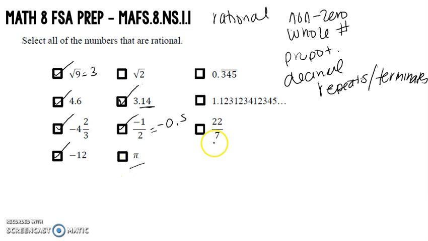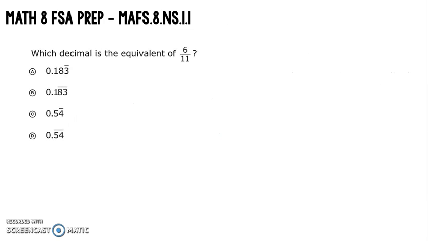Pi is irrational. 22/7 is irrational. If you look, this decimal does not repeat. It does not terminate, so that's not rational. This decimal up here repeats, so there you go. Rational versus irrational. All right. So remember, anything that's rational can repeat or terminate. It could also be a whole number. That's what you're looking for in determining rational versus irrational.